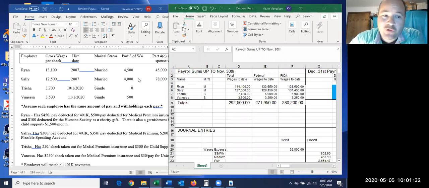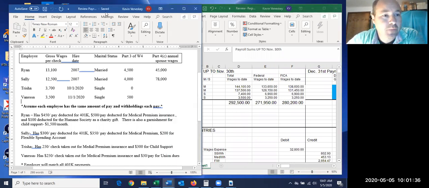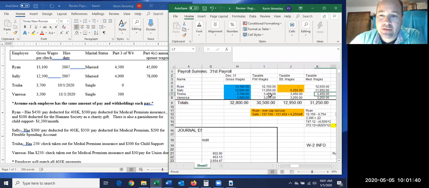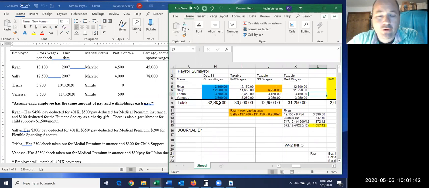All right, let's make sure you're on the right track so you have the right numbers to start with. What I usually like to do is I always come over to my current wages and then work from there. So these we just put right on in. Got the gross for Ryan, Sally, Trisha, and Vanessa. And then before I even put any of these in, I put them in here.